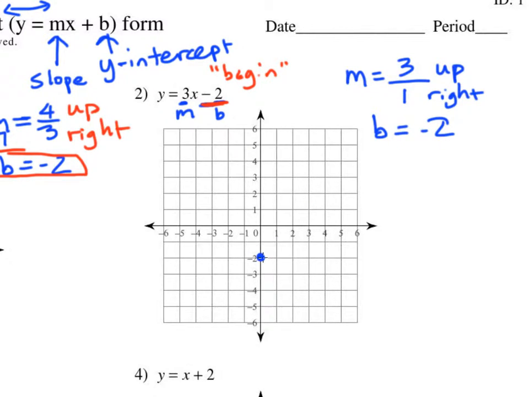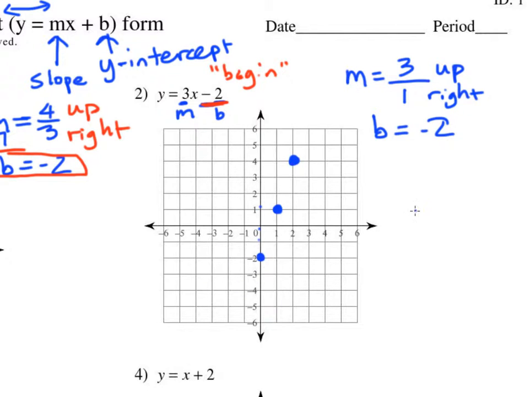Start with this -2. Don't start at the origin. Go up 3, 1, 2, 3. Go right 1. Let's do it again. Up 3, 1, 2, 3. Right 1. There it is. Now, let's say you ran out of space. Let's say you want to do one more dot. Up 3. Oh, we're out of space.